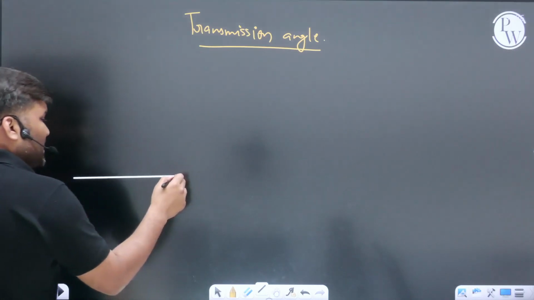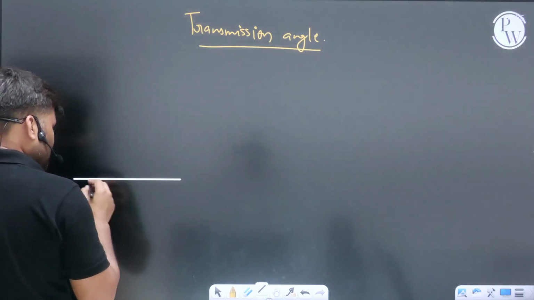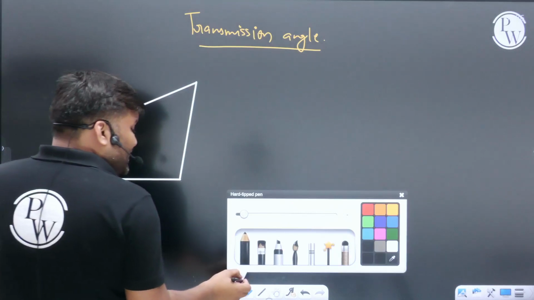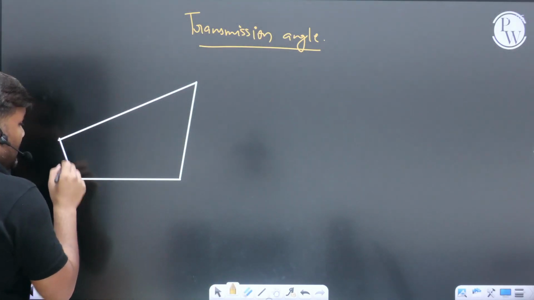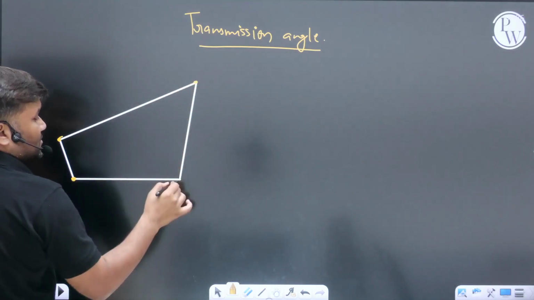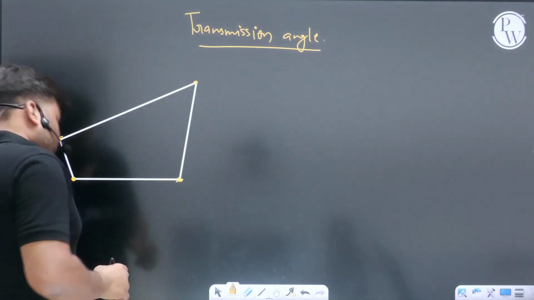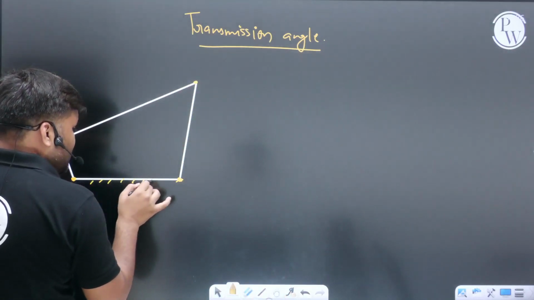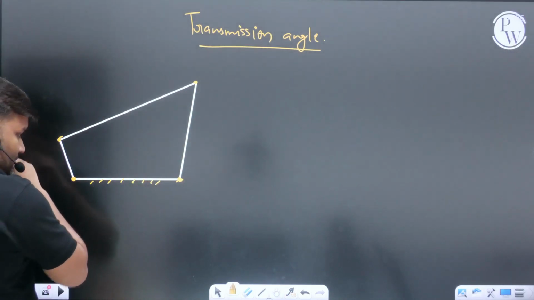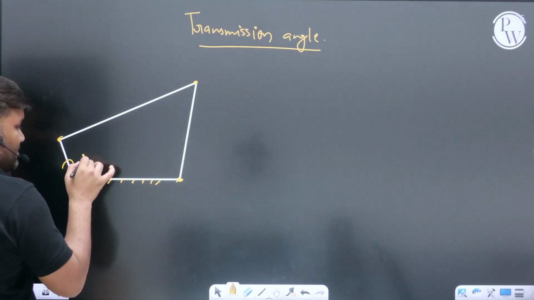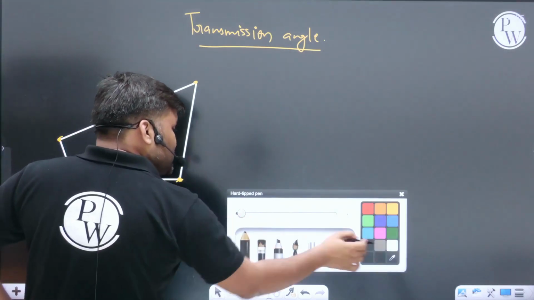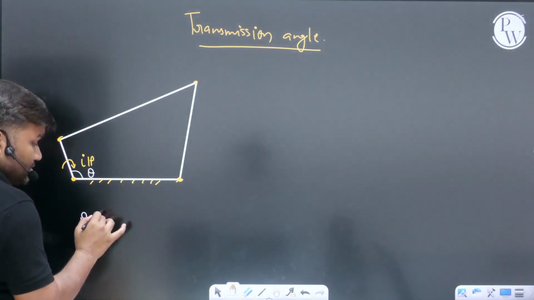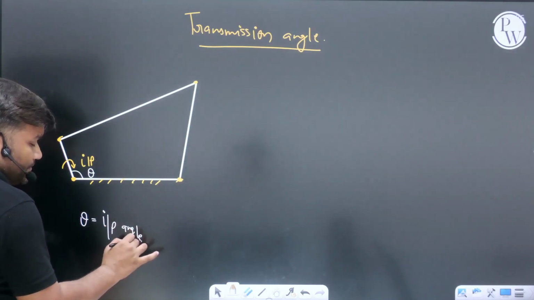Suppose I am talking about a 4-bar mechanism. At any instant, the links of my mechanism are having motion something like this. This is my fixed link. This is my input link. I have connected the motor here. At any instant, my input link makes some angle theta. This is called the input angle. Theta is the input angle.